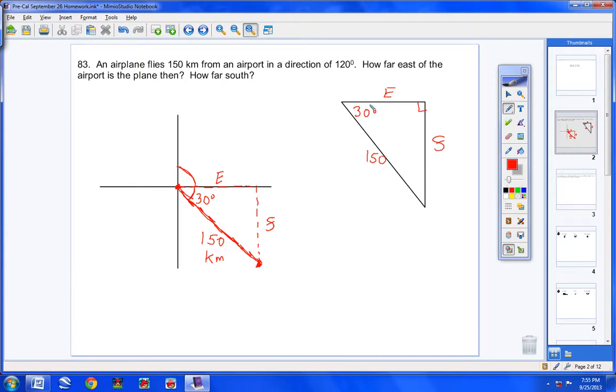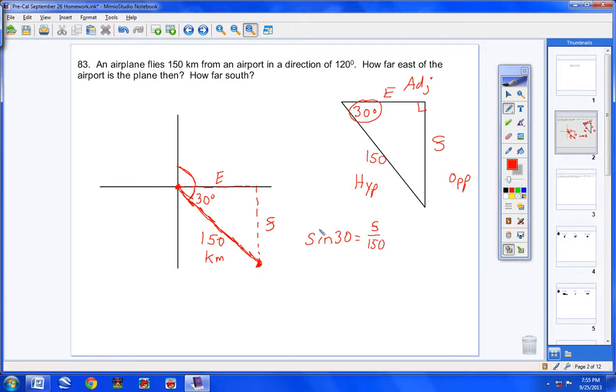So, if this is the angle I'm dealing with, I go straight across. This is my opposite side. This is my hypotenuse side, and this is my adjacent side. Now, you do not want to use opposite and adjacent because you would have two unknowns. So I'm going to use opposite because I'm looking for south, and hypotenuse because I know the length of the hypotenuse is 150. So, what trig function uses opposite and hypotenuse? Well, students, that should be sine. So sine of 30 degrees equals opposite, which is S, over hypotenuse, which is 150.